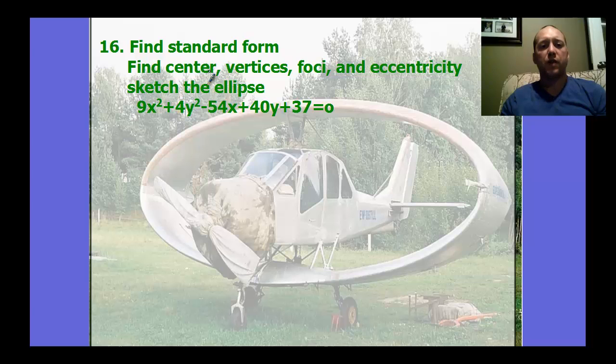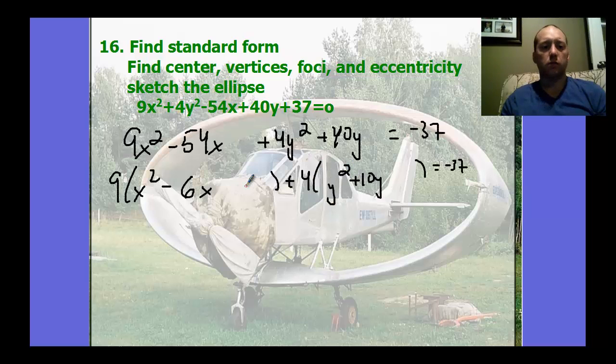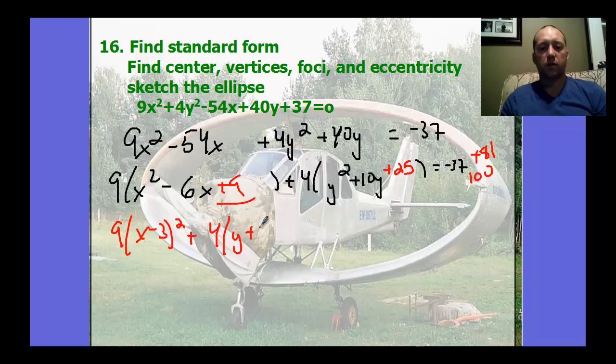Okay, the last one here, let's find the standard form for this equation. So we again group 9x squared minus 54x and plus 4y squared plus 40y, and then equals negative 37. We have to factor out a 9 here and factor out a 4 for the y's. So now we can complete the square, which this first 9 is really 81, so I'm going to add 81. And the second one, 4 times 25, is really 100. So now we can write that as 9 times (x minus 3) squared plus 4 times (y plus 5) squared equals 144. Divide both sides by 144.